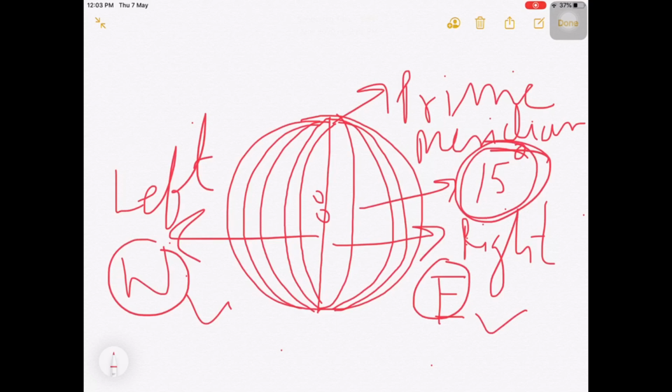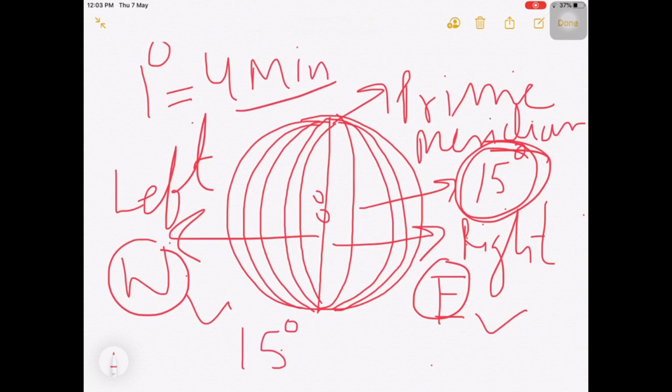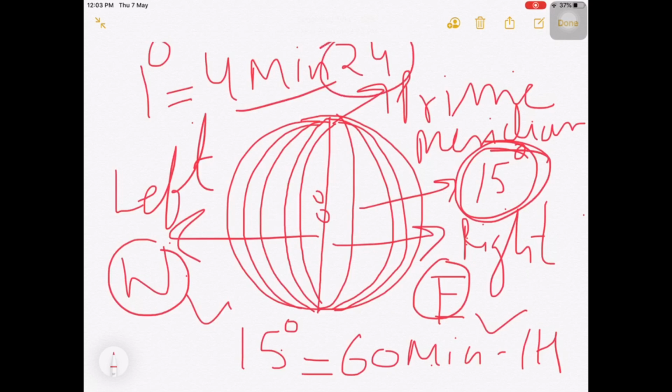Why are we dividing by 15 degrees? Because each degree has a difference of 4 minutes. So if I draw at a difference of 15 degrees, 15 degrees equals 60 minutes, that makes 1 hour. That is why we need to take a 1 hour difference. If we see the full globe, a 15 degree difference makes 24 time zones on the earth. So that is why we need to take only a 15 degree difference.